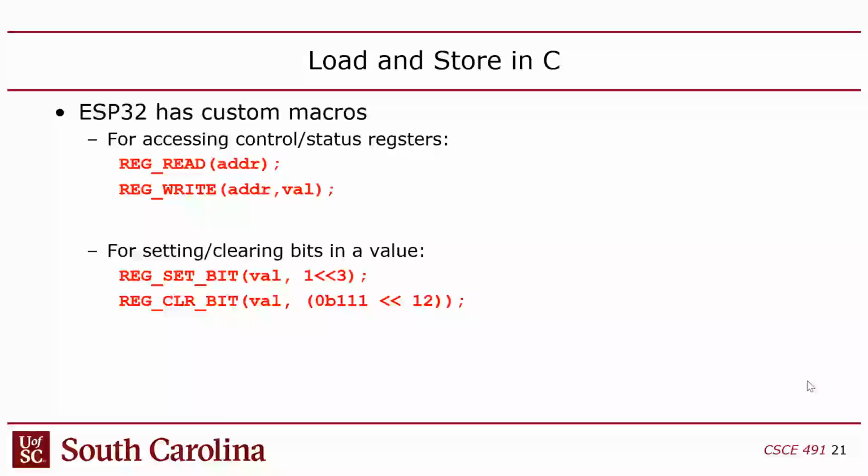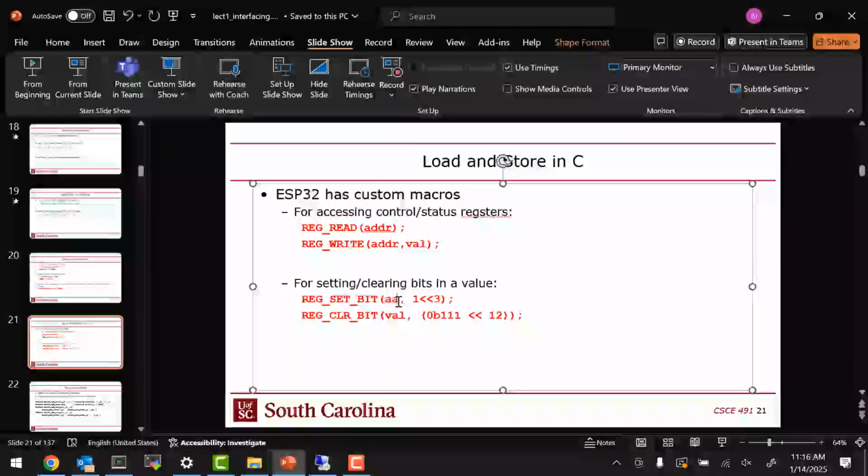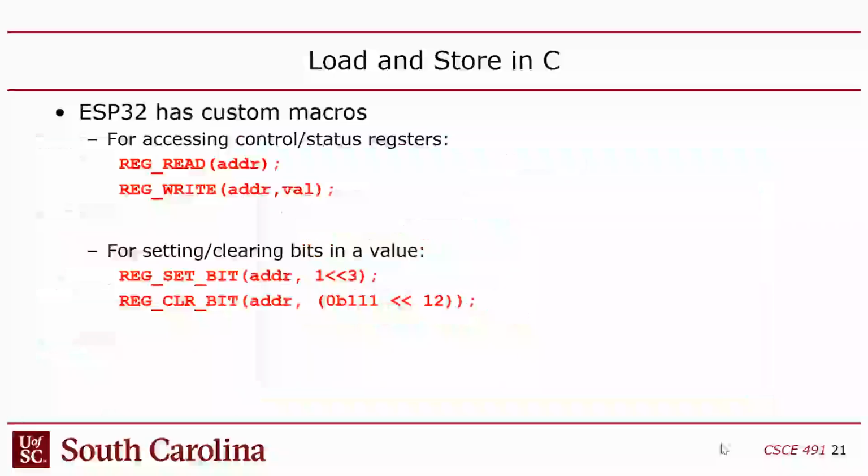And then there's also macros for setting and clearing individual bits. In order to do that, you would say reg set bit, and then the address. Actually, that's wrong, that should say address, sorry, not value. That's the address, and you would still have to shift the bit you want to set, or the bits you want to clear, right?